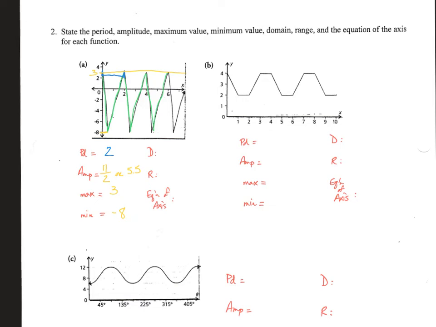Now I take a look at the domain, and I know that my domain are my possible x values. So the only thing that I need to really focus in on my graph is, does my graph continue forever in both directions, or is it limited in some sense? Well, when I take a look at this graph, what I notice is that this graph starts here but has an arrow on the end here.